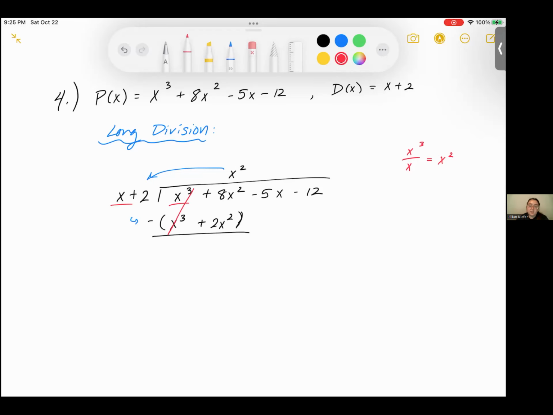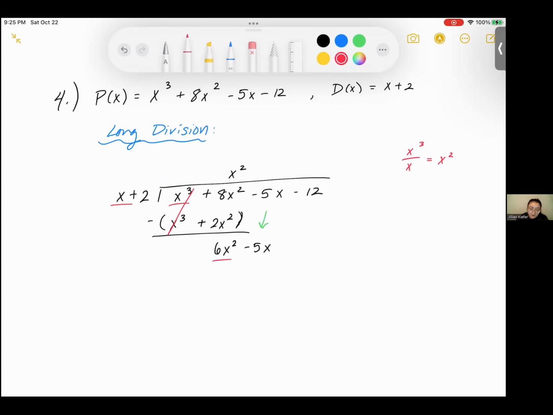Then we have 8x squared minus 2x squared. So 8 minus 2 is 6. So we've got 6, and the x squared comes along for the ride. Then we want to go ahead and carry down that next term, which is minus 5x. And now this is our new dividend, and everything that we did, we will repeat. So I'm going to go ahead and clear those.